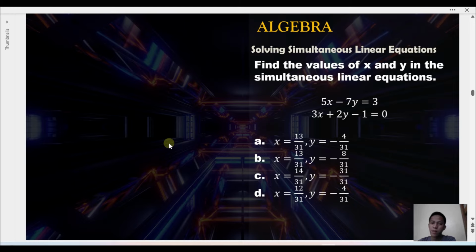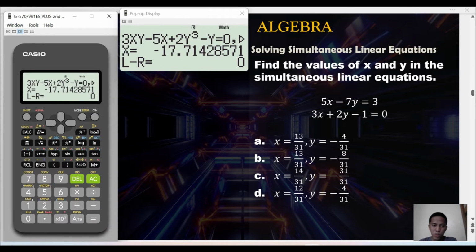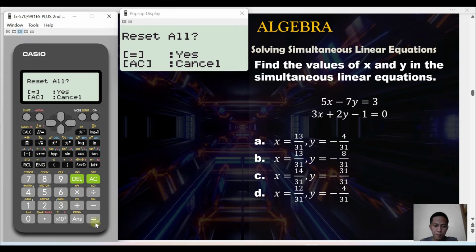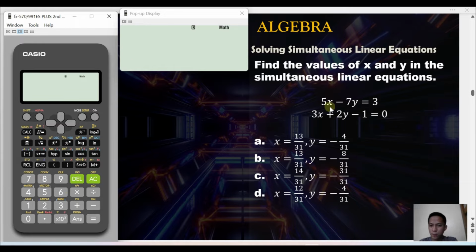So this is our next problem. So find the values of x and y in the simultaneous linear equations. So dito guys, meron tayong dalawang equation, dalawang unknown which are x and y. Okay? So clear lang natin guys, shift clear. So all. Then we have this. So kapag ganun guys, find the values of x and y, yung kadalasang ginagawa natin is by substitution or by elimination. So dito guys, calculator lang gagamitin natin.